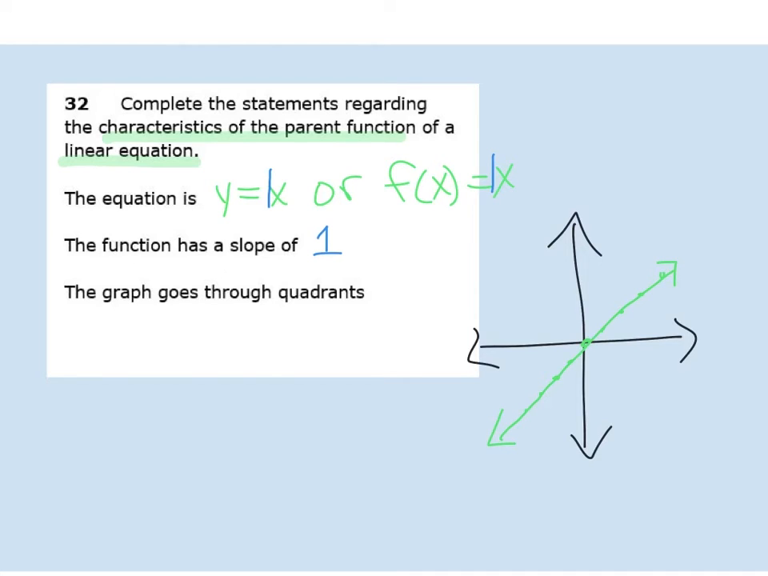When it's talking about the quadrants, remember it makes a C for coordinate plane. So the quadrants are numbered 1, 2, 3, and 4. This graph is going to go through quadrant 1 and quadrant 3.